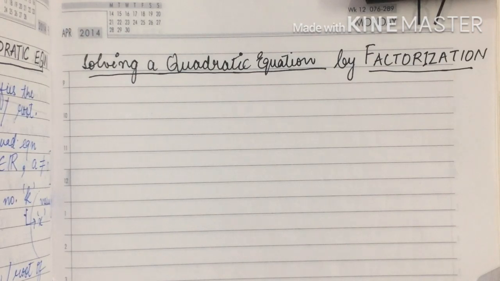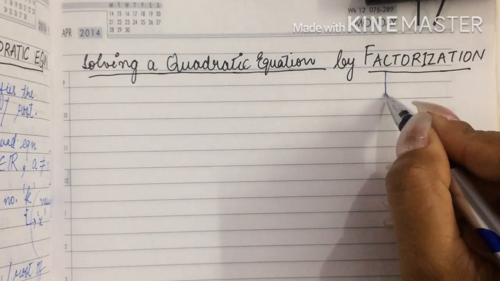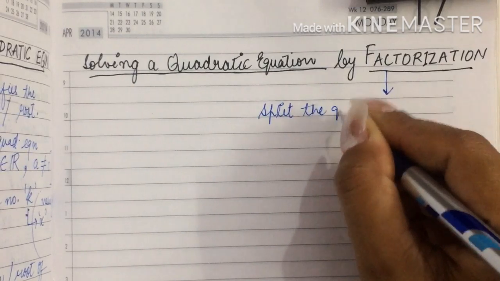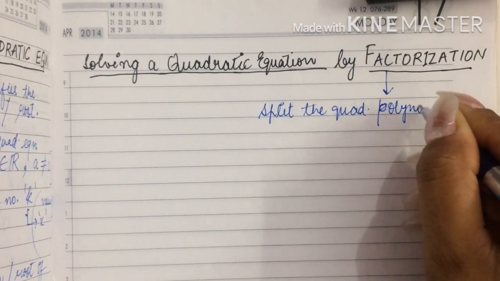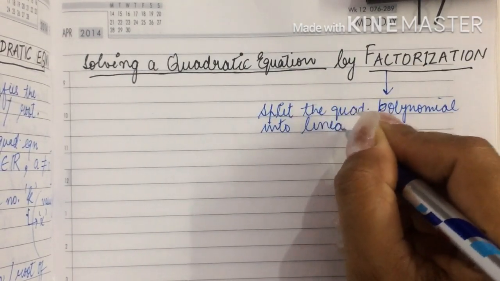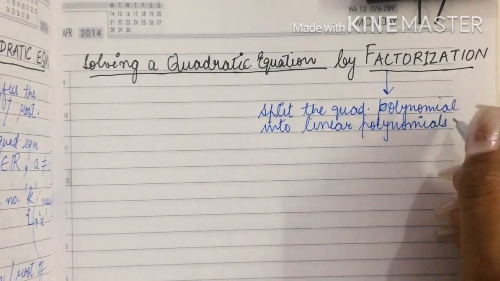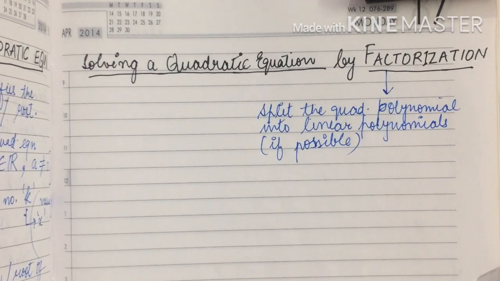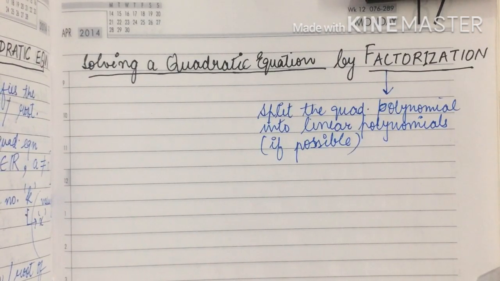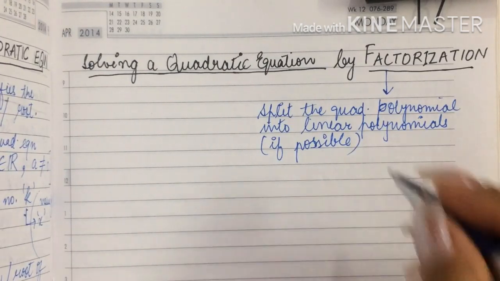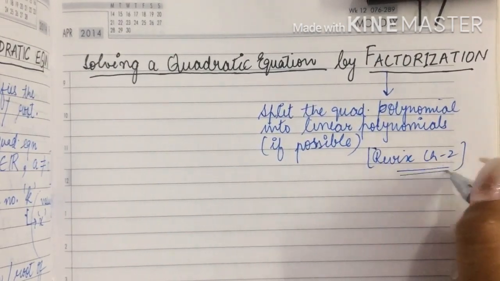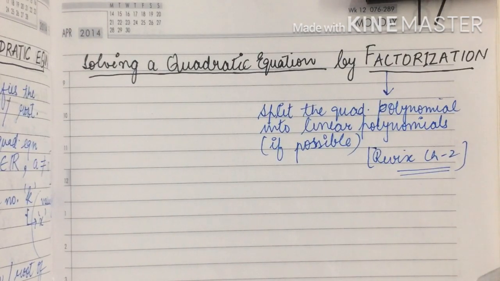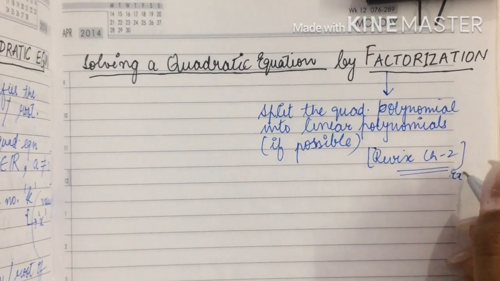Now let us see how do we solve a quadratic equation by factorization. So factorization means we have to split the quadratic polynomial into linear polynomials. Now this will be done only when possible. So you break down your quadratic polynomial or the quadratic equation into linear factors, and then each of those linear factors is taken equal to 0. From there we are able to find out the value of the variable. If you want, you can revise chapter number 2. We have learned how to find out the zeros of a quadratic polynomial. Same thing we will be doing here. It was exercise 2.2.